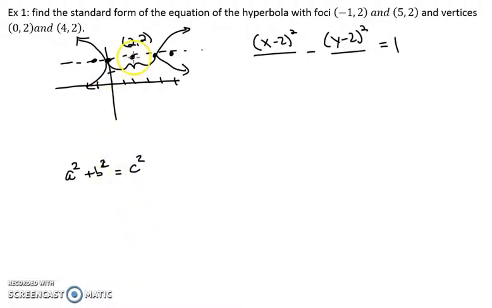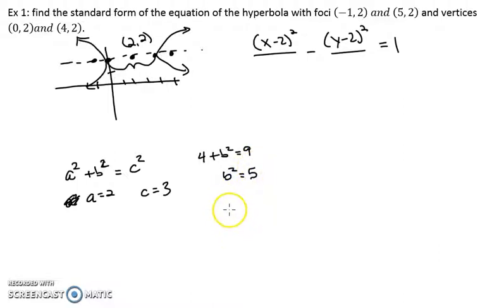So we can look at our picture from the center (2, 2) to one of the vertices (0, 2). We know a is going to be 2. The distance from the center to a focus, (-1, 2), is going to be 3. So if a is 2 and c is 3, we can plug those things in here, and we're going to get 4 plus b squared equals 9. So b squared equals 5.